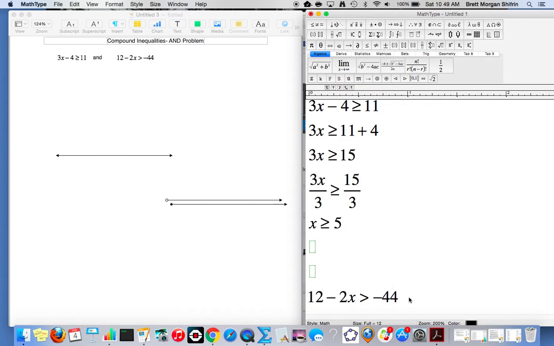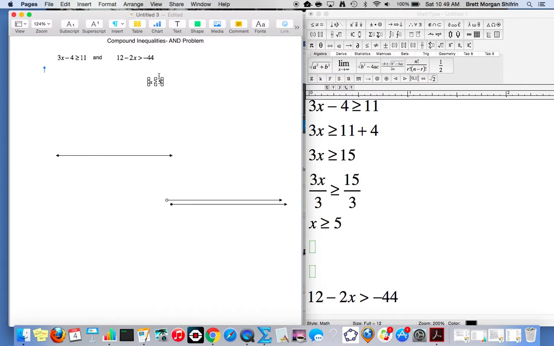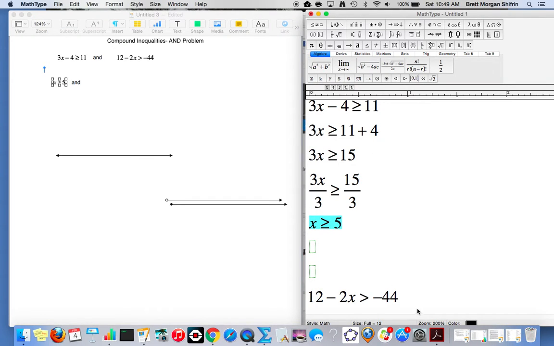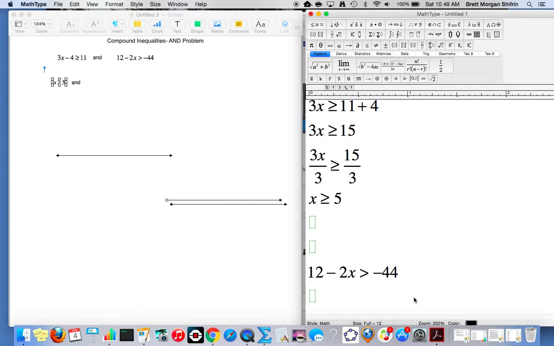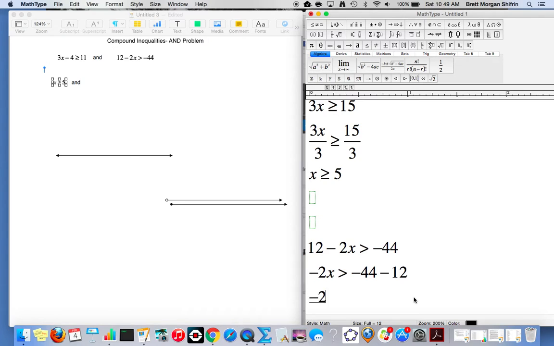Now I can come down here and look at the other one. So I'm just going to paste this in real quick. So I end up with this: x is greater than or equal to 5. And if I solve this part, I'm going to subtract 12. So negative 2x is greater than negative 4 minus 12. And I get negative 2x is greater than negative, what is that, 16.